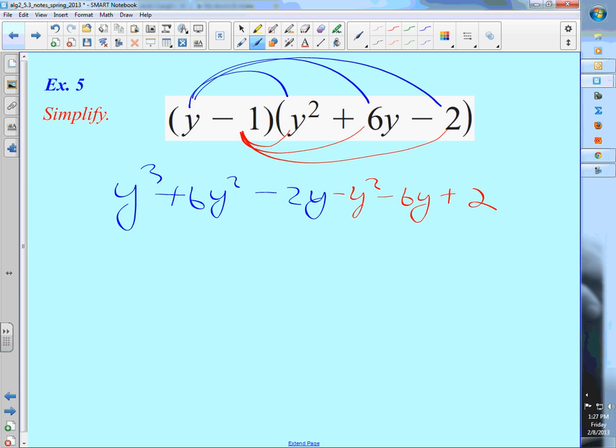And then you're going to combine like terms. You're going to get y cubed. You're going to have 6y squared minus y squared is 5y squared. Combine the y's and your constant.